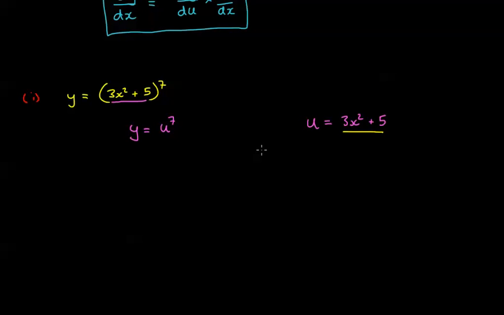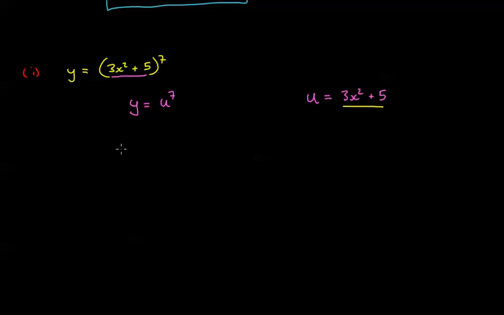And what we're going to do now is differentiate each one of these two. First, we differentiate y with respect to u. So we're going to work out dy by du. Differentiating y with respect to u, 7 comes to the front, 7u, and the power drops by 1, you take off 1, so 7u to the power 6.